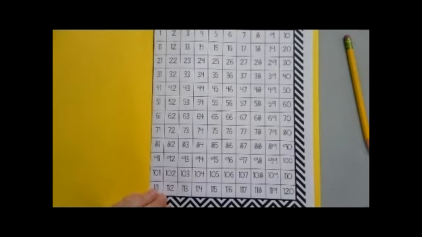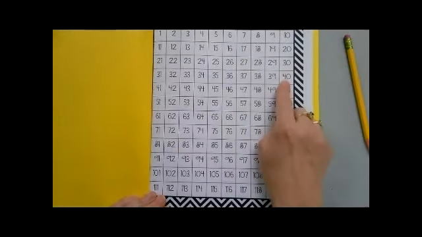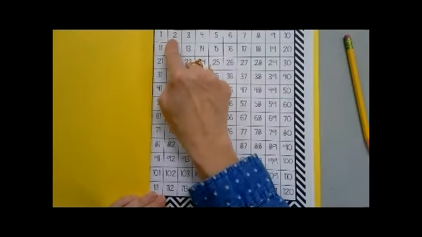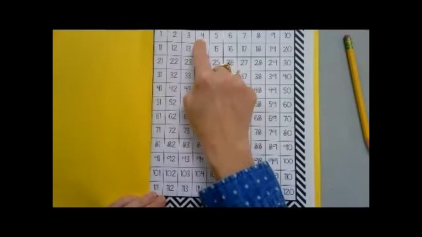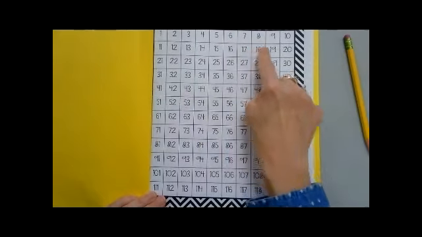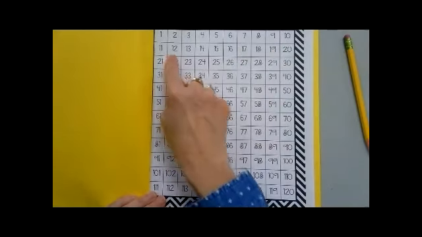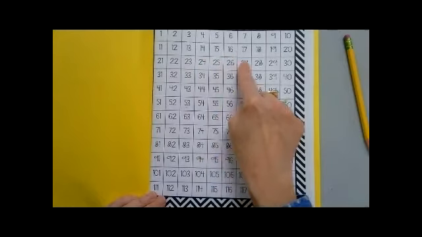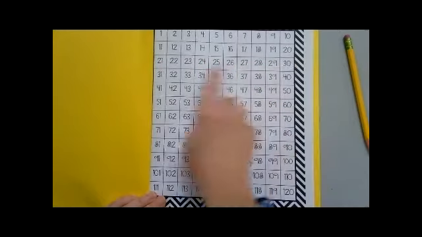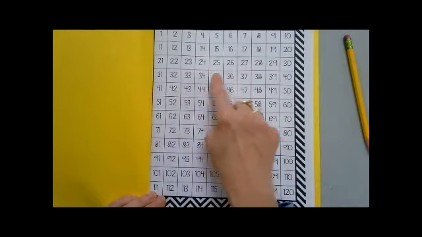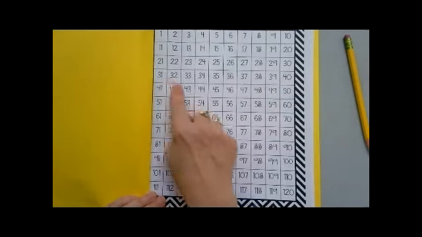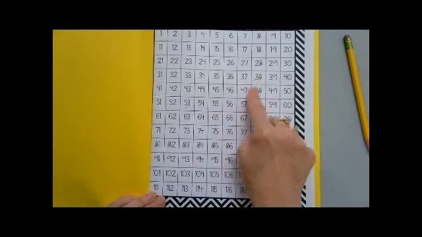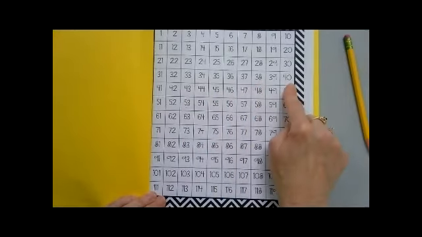Okay, class, I would like to count by twos to 40. By twos to 40, also known as skip counting or counting even numbers. Ready? Begin. 2, 4, 6, 8, 10, 12, 14, 16, 18, 20, 22, 24, 26, 28, 30, 32, 34, 36, 38, 40. Let's do that again.